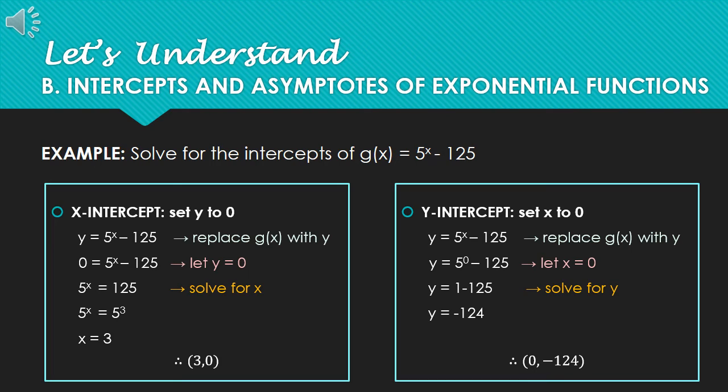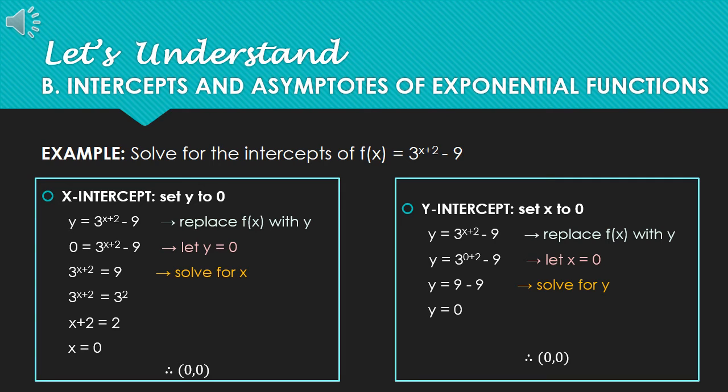So for the y-intercept, simply set x to 0. So we just also need to replace g of x with y. Then we have y equals 5 raised to x minus 125. Then we now let x equals 0. Then we have y equals 5 raised to 0 minus 125. Then now we solve for y. Then we arrive with the value of y, which is negative 124. Therefore, our y-intercept is coordinates 0, negative 124.